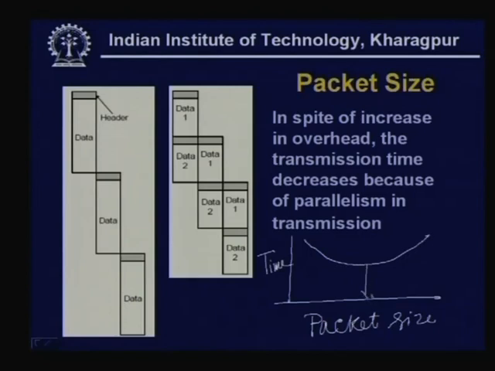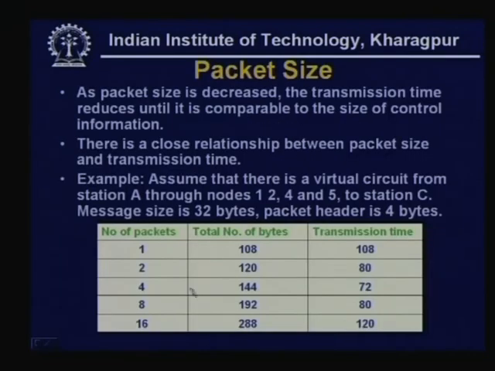So, the transmission time is small for some intermediate value, some value in between maximum and minimum. We find that in the previous example, whenever the message is divided into 4 packets, each of 8 bytes, it gives you the minimum transmission time. So, this clearly shows that packets should not be too large. That is why we have come from message switching to packet switching. The packets should not be too small either, otherwise the transmission time will also be longer.